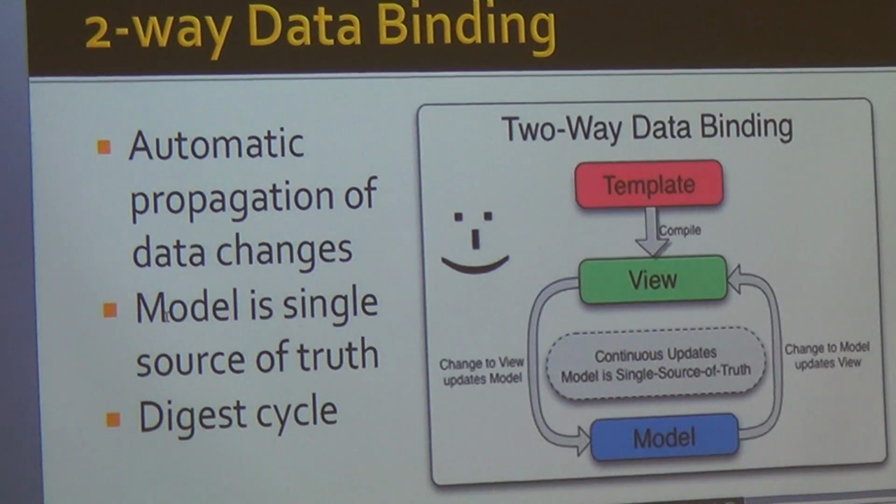It's always good to have a single source of truth. And what Angular is doing is they have a mechanism in the framework that is always keeping the view and the model synced. So a change in the view will get propagated to the model, and a change in the model will get propagated to the view. And they refer to this process as the digest cycle.